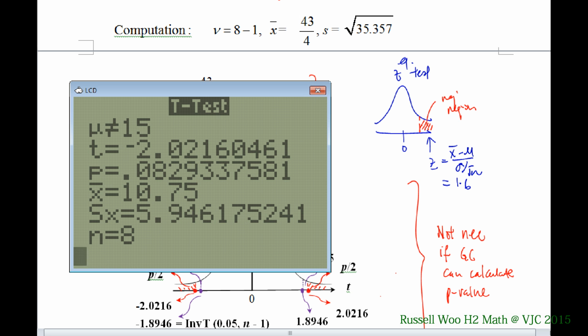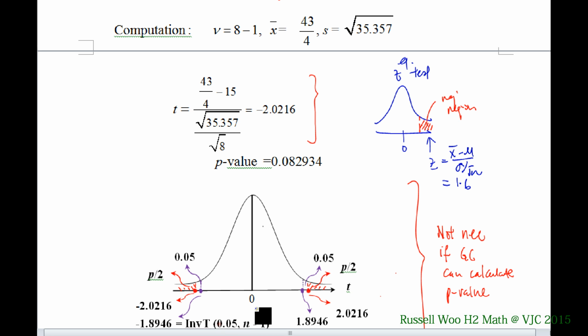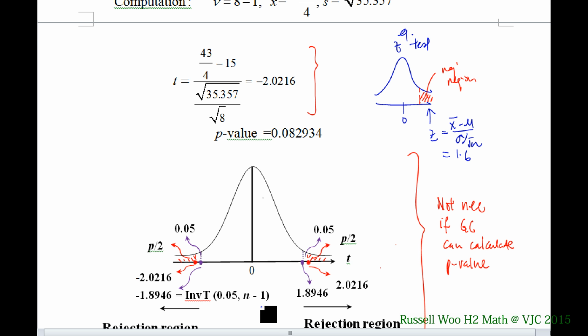To put this in context, where is this negative 2 point? It's here, negative 2.02 is here. You are going to compare against your rejection region. I'm not going to calculate the rejection region because there are some examples that we need to calculate the rejection region later on. But for now, you know this came from there. Follow? Okay?